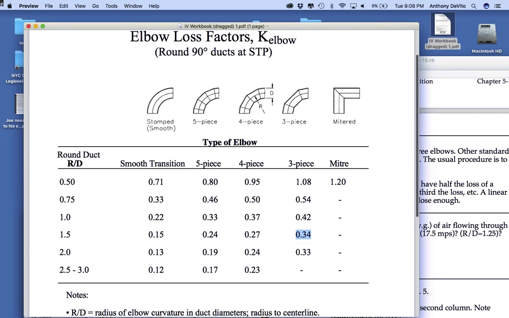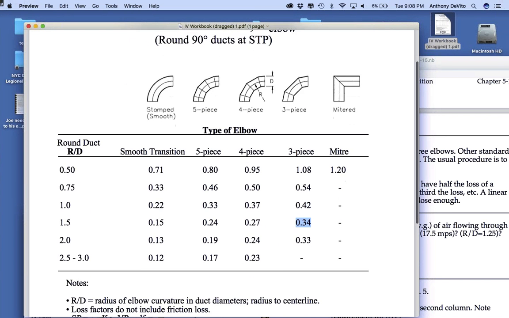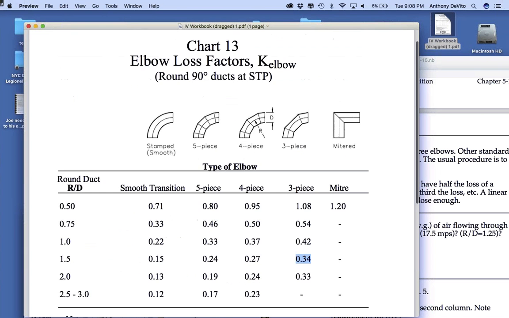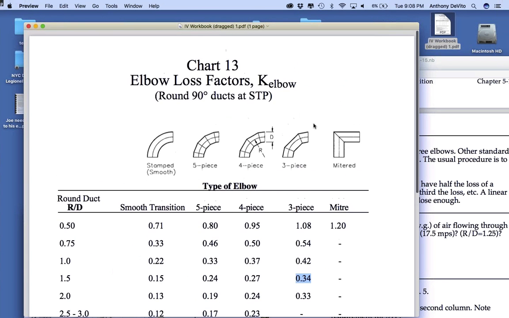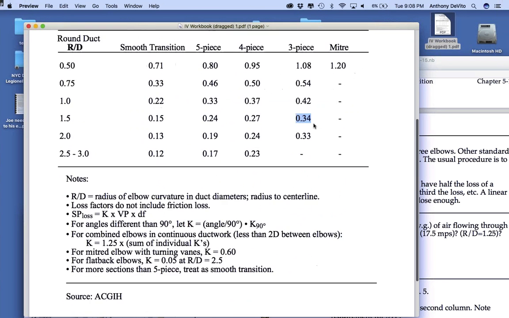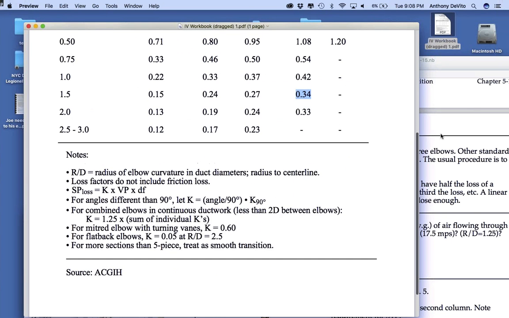No, this is three piece, but it's a 90-degree, a different degree, and this is 60 degree. This is round duct and 90. Oh, 60. This is a 60 degree duct. Oh, okay. Another chart. There's another chart here. I tell you what. For our purposes, for right now, assume it's the 90 degree. Assume the problem was 90 degrees. What would you get? It still doesn't have it for 1.25.